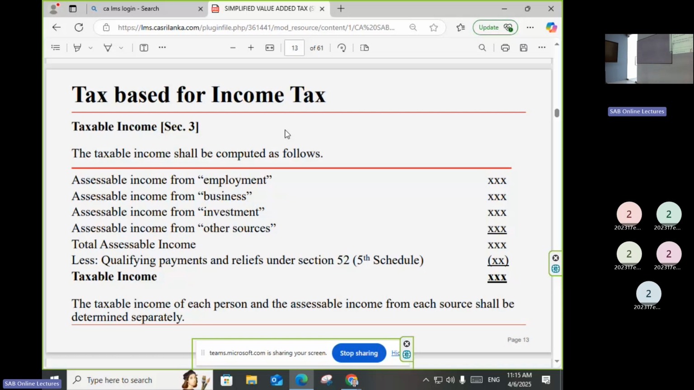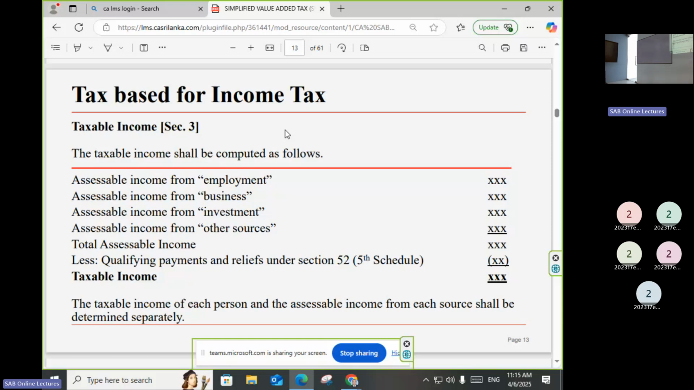Only two items can be deducted. That is under section 52. What is a qualifying payment? It says qualifying payment, some payment, so we will learn in our later discussion. Then relief is some sort of benefit. Only those two items we can deduct. Thereafter, it is recognized as taxable income. This is the definition of taxable income. Right? So the taxable income of each person.